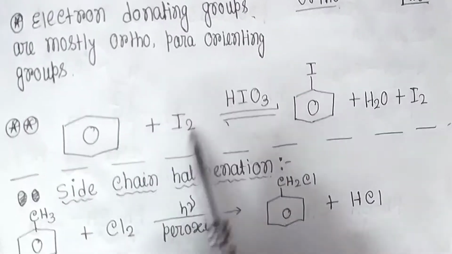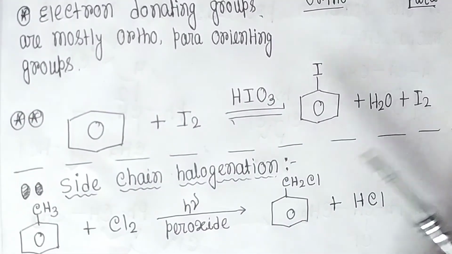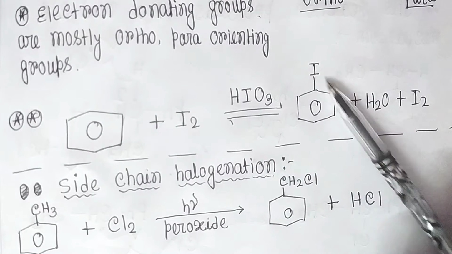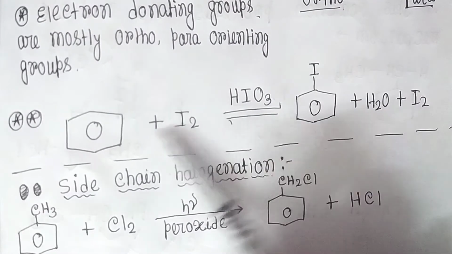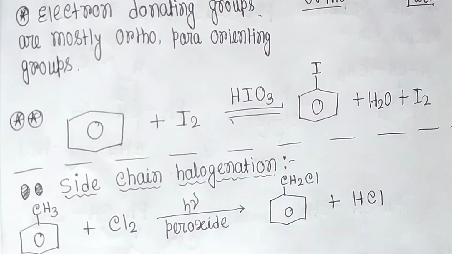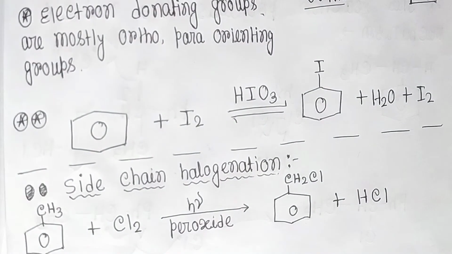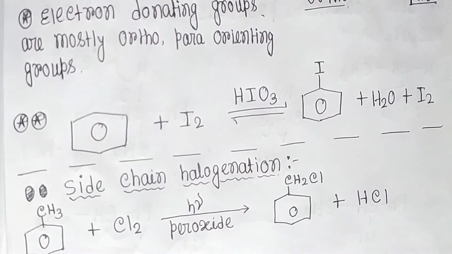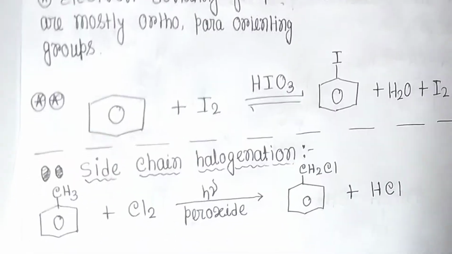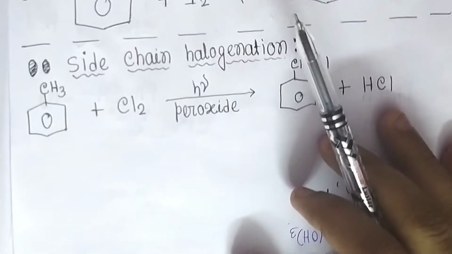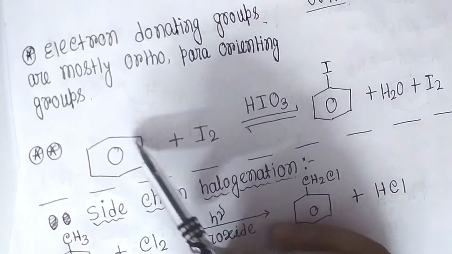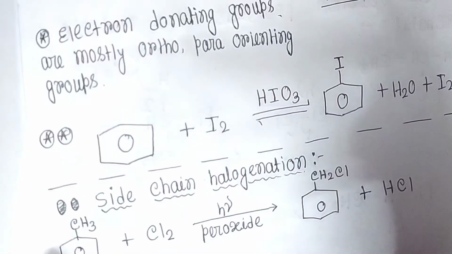But iodine is pretty much susceptible to this type of reaction, so you don't need someone to react with it. We don't need any type of Lewis acid here. A simple HIO3, an oxidizing agent, would do the work. Okay. Now, that was all about the substitution inside the ring.